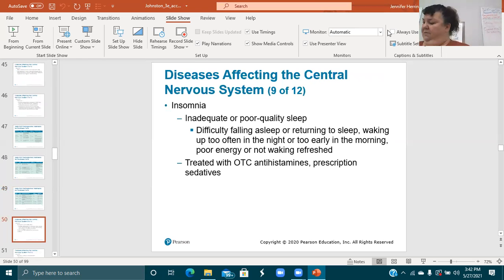Insomnia. Insomnia is found on page 593 of the text. This is the inadequate or poor quality of sleep. It can include difficulty falling asleep or returning to sleep, waking up too often in the night or too early in the morning, and poor energy or not waking refreshed. This is usually treated with over-the-counter antihistamines, and there are also prescription sedatives available.